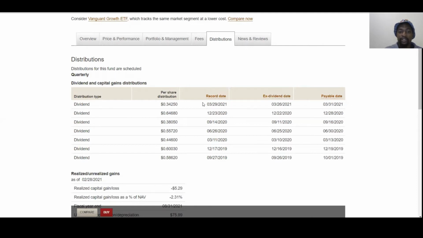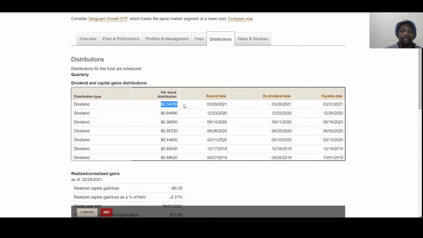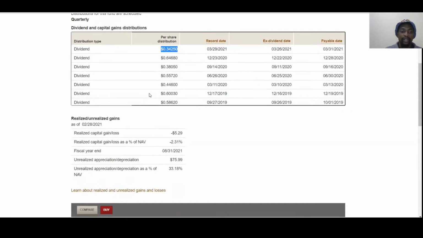The record date is the 29th, which is next week. So if you buy now, you would still qualify for the distribution for this first quarter of 2021. Oh, so the ex-dividend date is the 26th of March. So yeah, you will miss that dividend or distribution. And this ETF will be distributing 34 cents, or $0.34. Let's put it like that.